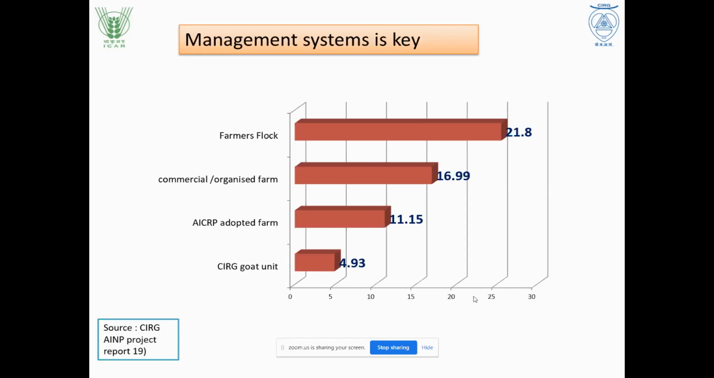And the commercial and organized farmers, those adopting certain technology, the mortality is reduced to 7%. At our CIRG, we are also maintaining almost 4,000 goats, and we have all types of vigilant methodology to identify and control disease. The mortality has declined to almost 5%. So management is playing a very important role in the control of mortality.